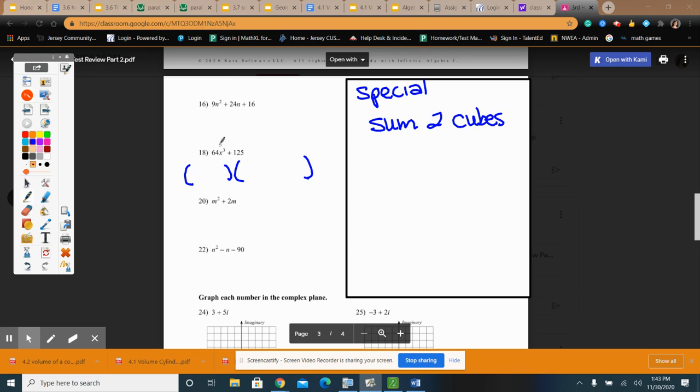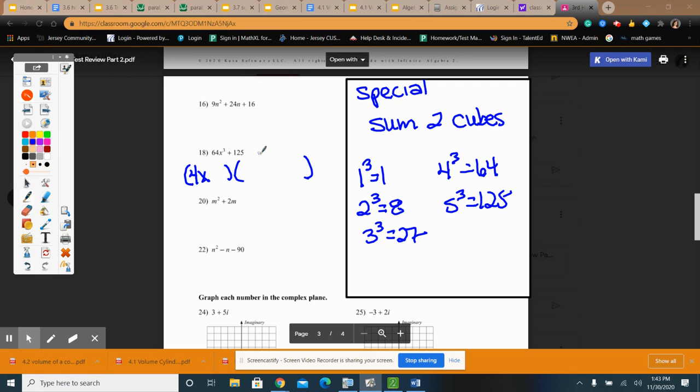And then you take the cube root of the first guy. Well, what to the third power is 64? Well, you can make a list if you need to. 2 to the third is 8. 3 to the third is 27. 4 to the third is, ding, ding, ding, 64. And 5 to the third is 125. So cube root of 64 is 4x. Keep the sign. Cube root of 125 is 5.